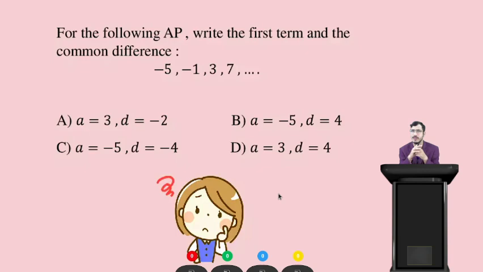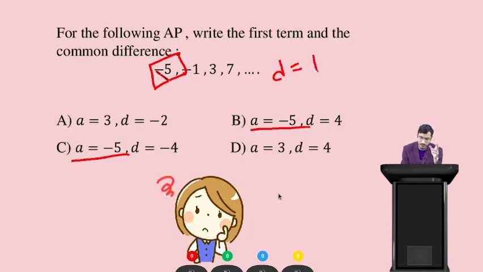Okay student, time's up. You can see the first term is minus 5. So option B, A is minus 5, and option C, A is minus 5. So minus 5 is our first term. Now find the common difference. How can we find the common difference? Common difference is equal to T2 minus T1, that means term 2 minus term 1, second term minus first term.